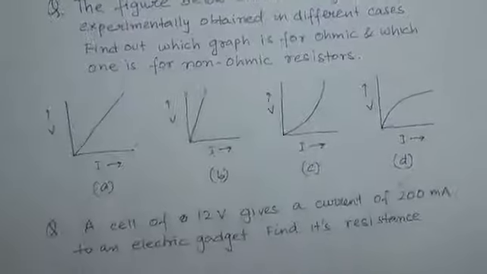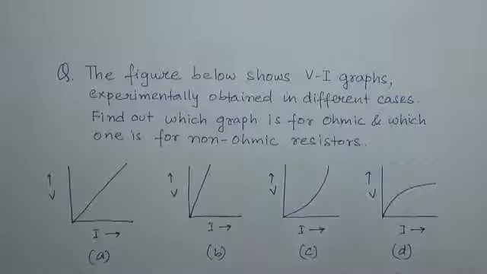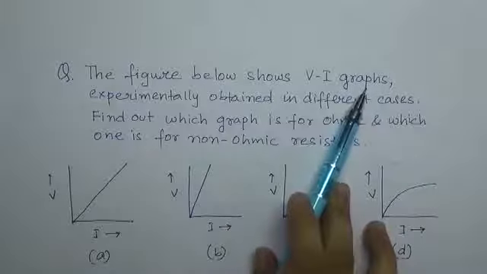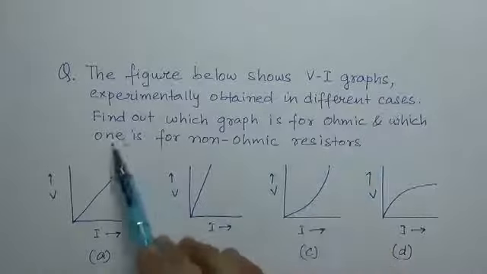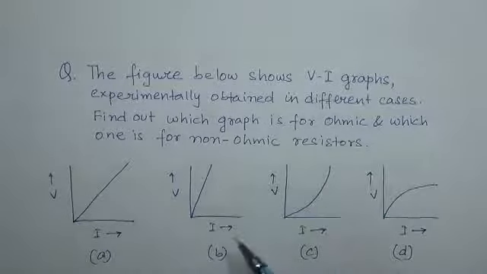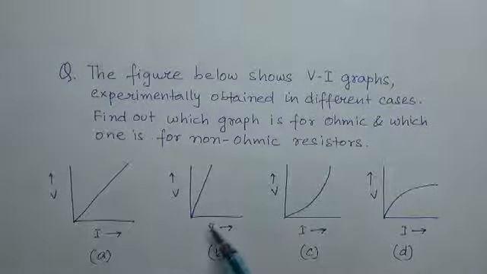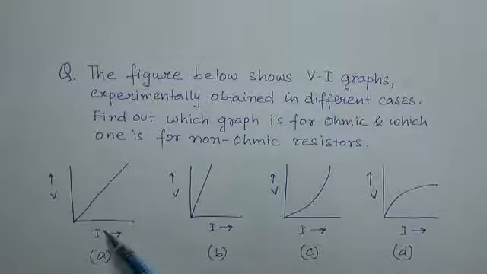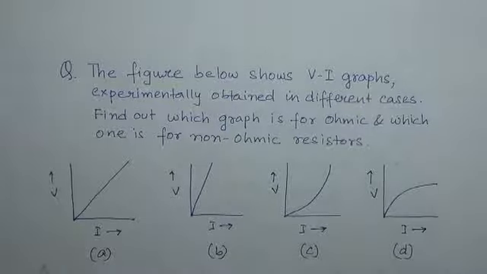Now let us do a few questions. I have here a set of questions for you. Question number 1. The figure below shows the VI graph experimentally obtained in different cases. Find out which graph is for ohmic and which one is for non-ohmic resistors. So you see there are a few graphs given. What we know about ohmic resistors is that they follow Ohm's law. That means they will have a straight line. So these two are for ohmic resistors and C and D are for non-ohmic resistors.